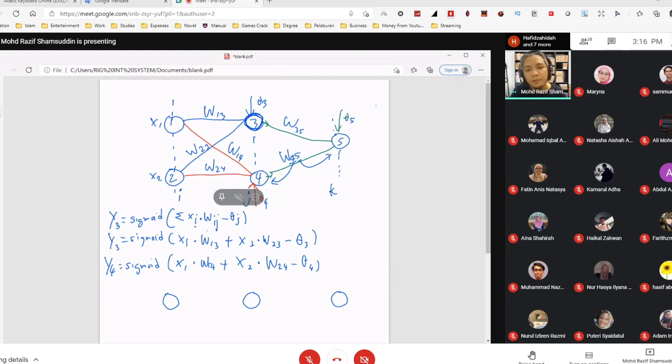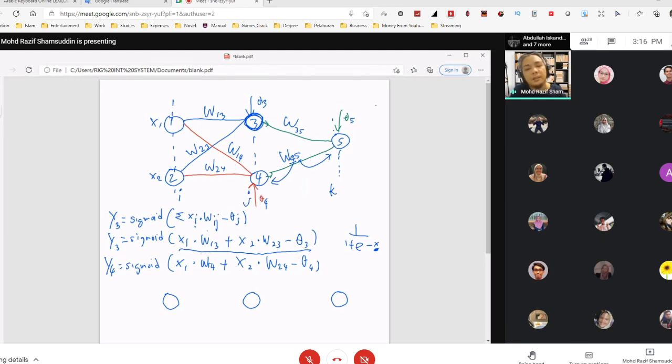Of course, sigmoid is 1 divided by 1 plus e to the power of negative x. And this x is the whole calculated value. If you manage to calculate this using your calculator, you'll get one value for Y3 and Y4, meaning an output, the activation at Y3 and the activation at Y4.